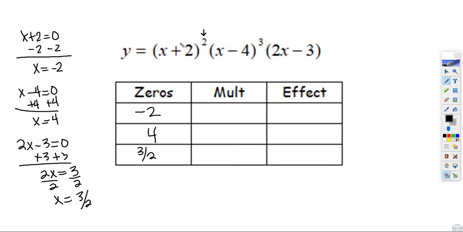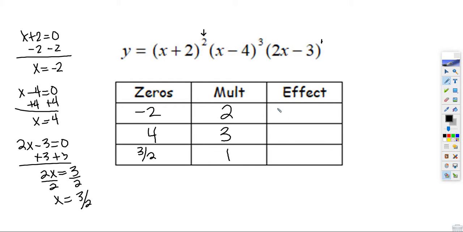So x plus 2, that factor appears twice, so the 0 appears twice. The factor x minus 4 appears 3 times, so the 0 is going to appear 3 times. And 3 over 2 has an exponent of 1, so that's 1.